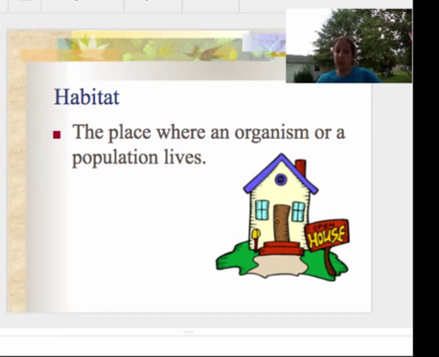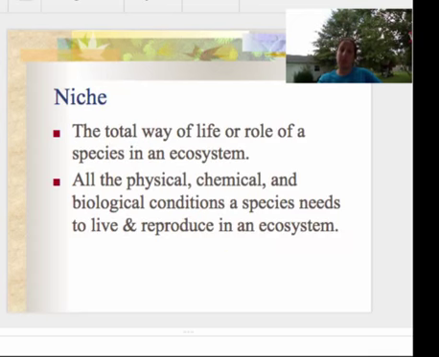A habitat is where an organism or a population lives. For example, it could be a nest, it could be a forest, it could be a different part of a tree. So that is where that organism or that population lives, which is different than a niche.